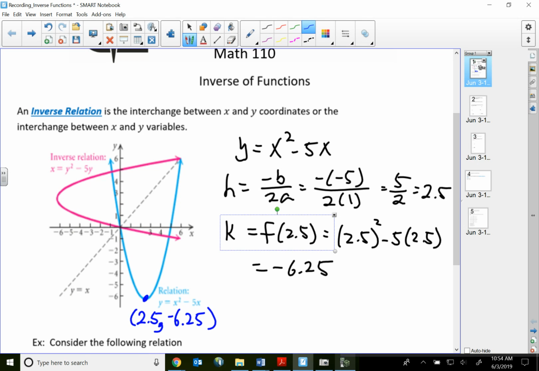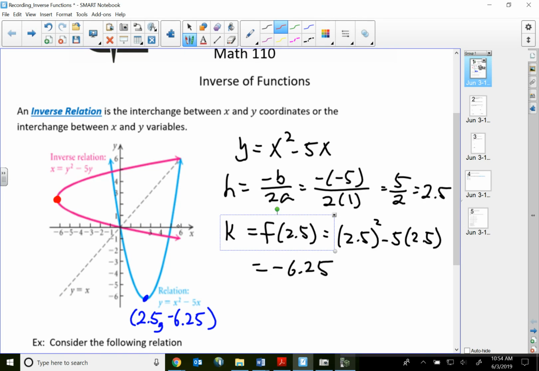So, interchange between the x and y coordinates or x and y variables. My pink parabola opening to the right is the inverse of the blue. Rather than having y equals x squared minus 5x, if I interchange the x and y variables, it will be x equals y squared minus 5y. So the same vertex for the blue is also going to become the vertex for the pink parabola.